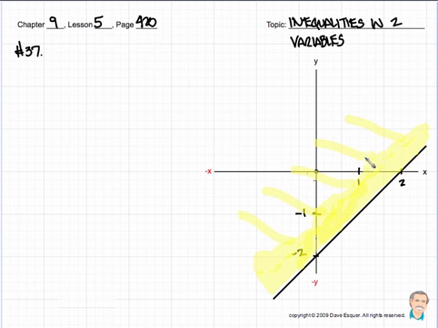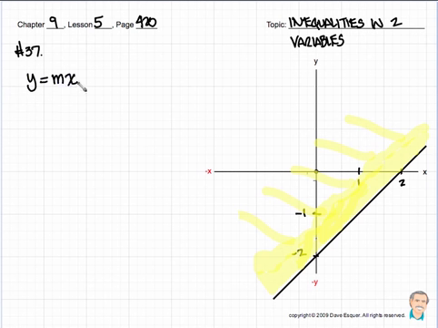Chapter 9, Lesson 5, page 420. This one gives us the graph already, number 37. So I've attempted to draw the graph for number 37. And number 37 says, once you've got that, go ahead and make an inequality for what this graph looks like. Well, I'm going to go back down memory lane, and I'm going to say, I think, let's go back to black here.